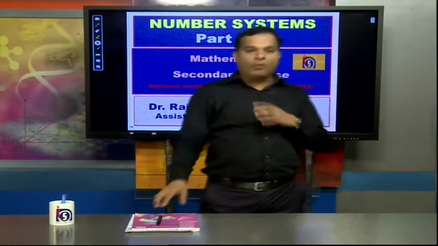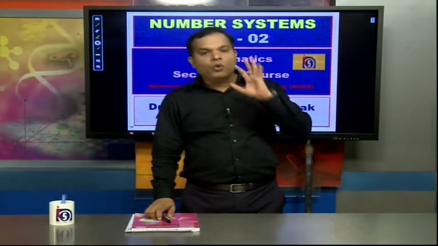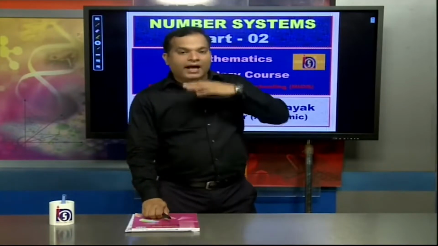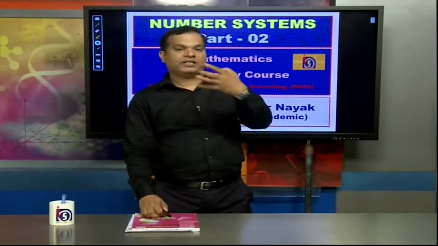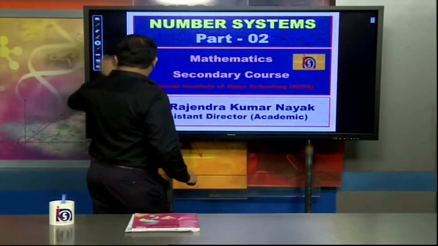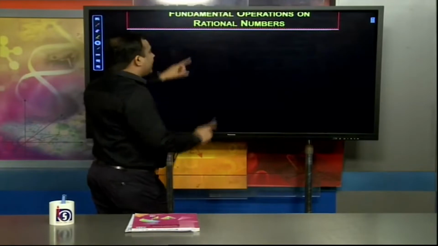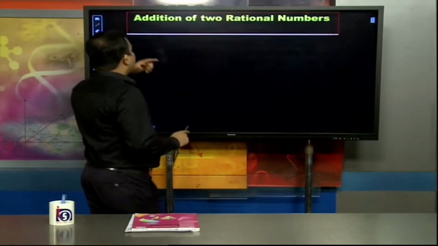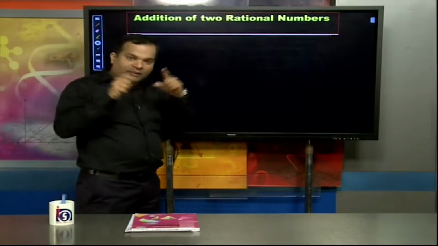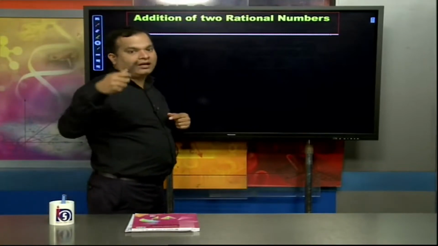When talking about the operational part, there are four fundamental operations in the number system, and we will discuss them now. The first is addition. First we will discuss only the addition of rational numbers.